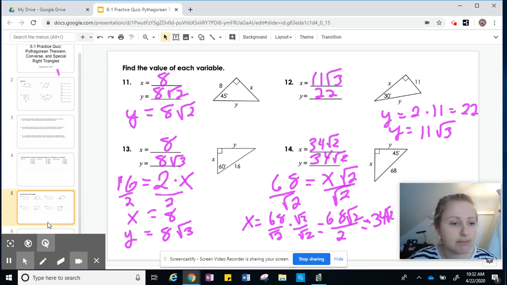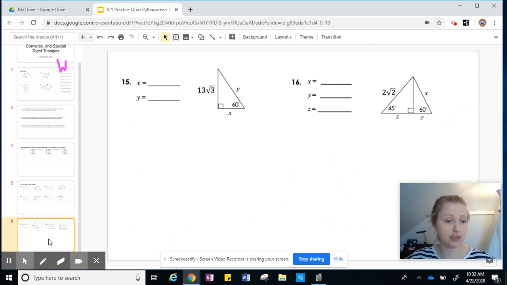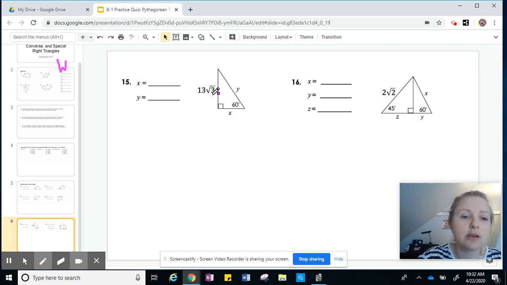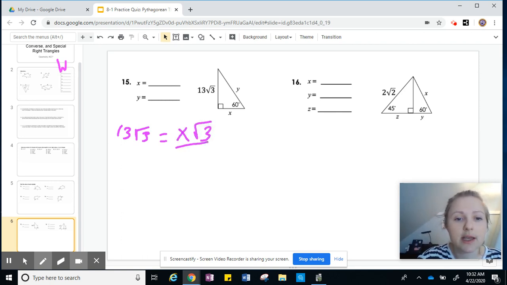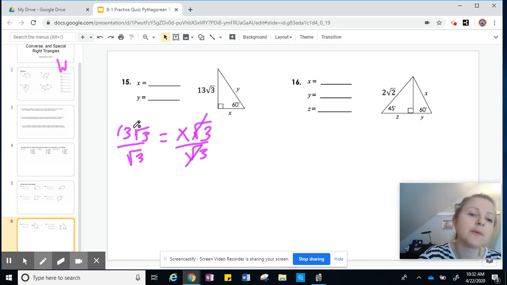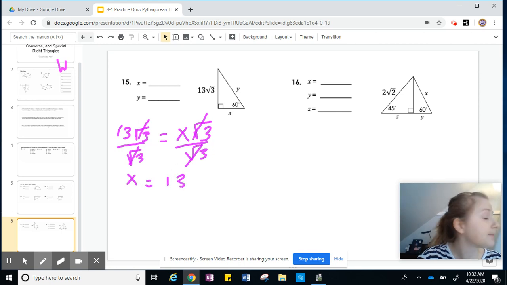All right, moving on to these two. So number 15 is another 30, 60, 90. They give us the longer leg, so let's use that to find the shorter leg. So we know that the longer leg is always equal to the shorter leg times the square root of 3. So to get that x alone, we just divide by the square root of 3, and this is one of those nice convenient ones where they give us a square root of 3 here, so they cancel out, and then we're left with x equals 13.